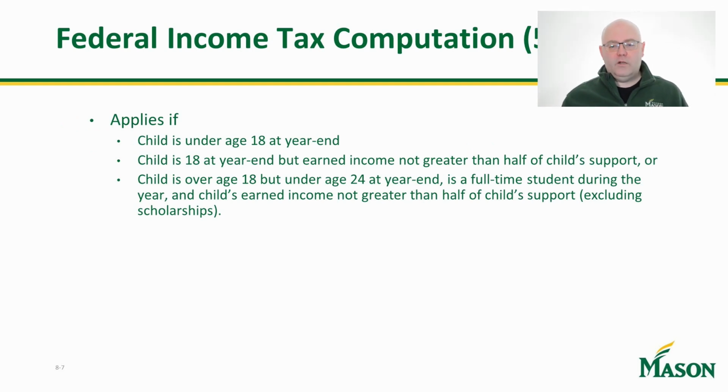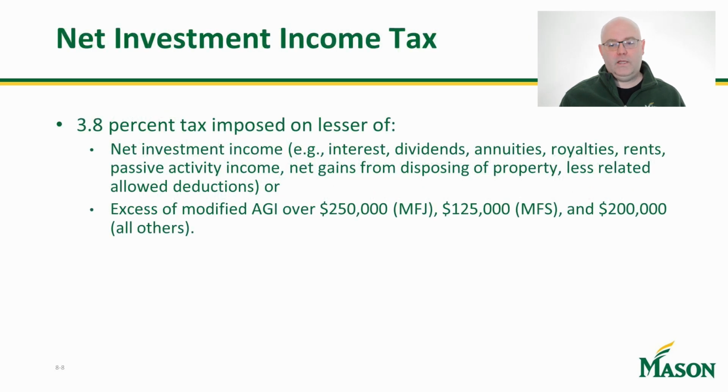Again, they're going to say it applies to the kids under 18 at the year end. Is 18 but earned income not greater than half the child's support. Then you also have child is over 18 but under 24 and is a full-time student and unearned income is not greater than half the child's support excluding scholarships. Again, by the time we get to $2,200, we just go ahead and throw it on mom and dad's return. We don't even think about it at this point. That's usually how a lot of them end up taking it.